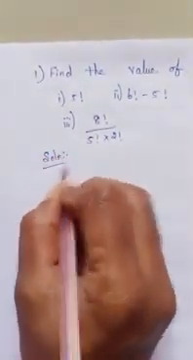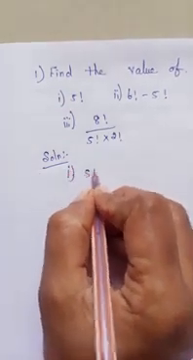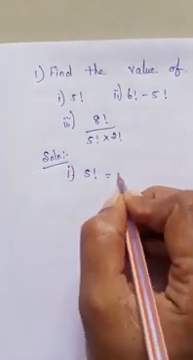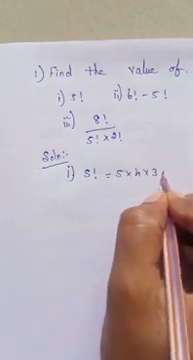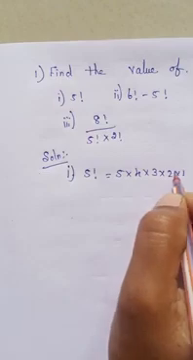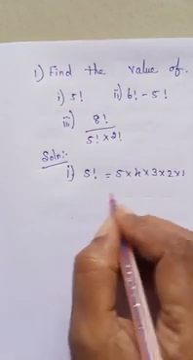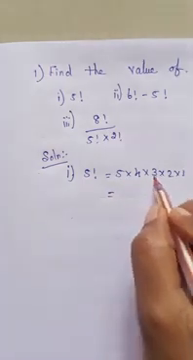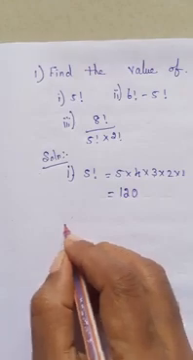Solution. Subdivision 1. What is 5 factorial? Very simple only, no? How can you write it? 5 into 4 into 3 into 2 into 1, or 1 into 2 into 3 into 4 into 5. So 5 into 4 is 20, 20 into 3 is 60, 60 into 2 is 120.